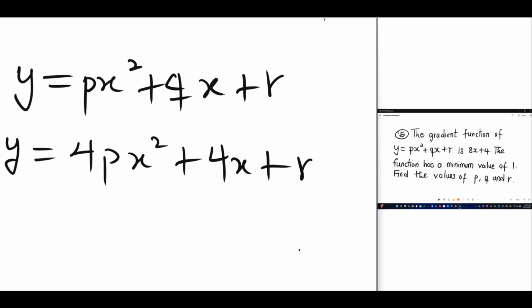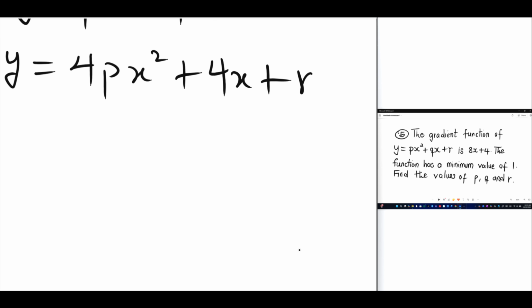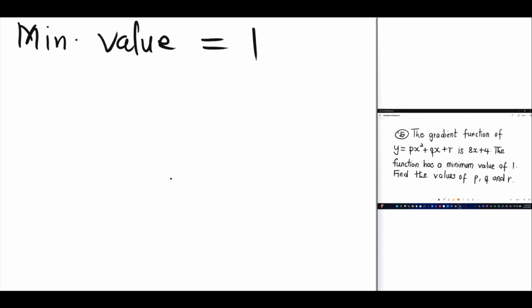Now let us look at the second condition. You have been given another condition which says that the minimum value of the function is 1, right? So let us illustrate that one. Let me use my straight edge to get a straight line.